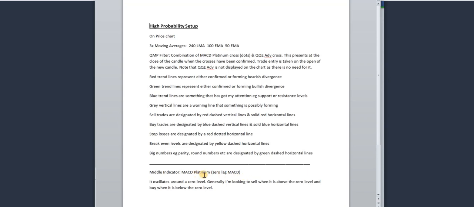It's called a MACD Platinum. It's a zero lag MACD. This explains basically what it is, and I'll go through all this on the charts anyway, but you may want to pause the video, have a read of this, take a screenshot.